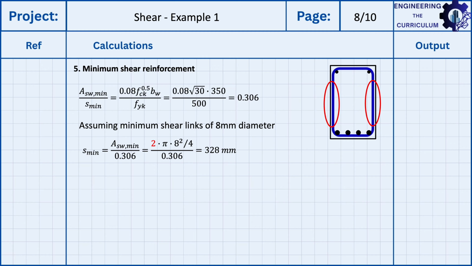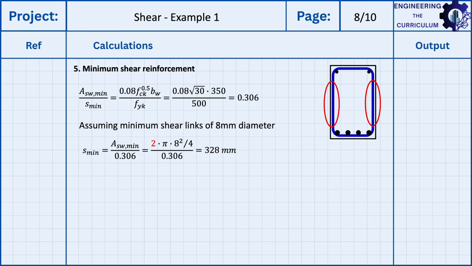Now, note here that when I calculate the area, I need to take 2 bars of 8 millimeter diameter. And that is because the way that shear links are, as a rectangle around, means that there's resistance on the right hand and on the left hand, and that is the dimension of a bar because it goes in a loop. So essentially every loop gives me twice the area of resistance, one on each leg of the link. And therefore the area is 2 times pi times 8 squared over 4 divided by the ratio of 0.306. And that gives me a spacing of 328 millimeters.